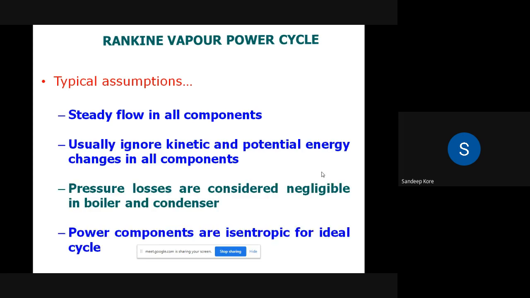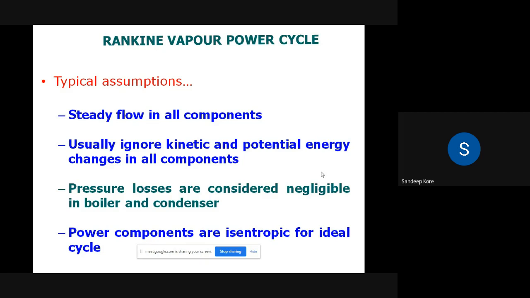The actual cycle of the vapor power cycle is given the name Rankine, since Rankine discovered this cycle, so it is called the Rankine vapor power cycle. What are the assumptions of this Rankine vapor power cycle? First, all the devices are steady flow devices. We are going to ignore the kinetic and potential energy of all components. Then pressure losses are considered negligible in boiler and condenser, and power components like pump and turbine are isentropic for an ideal cycle. Isentropic compression and expansion is going to take place.